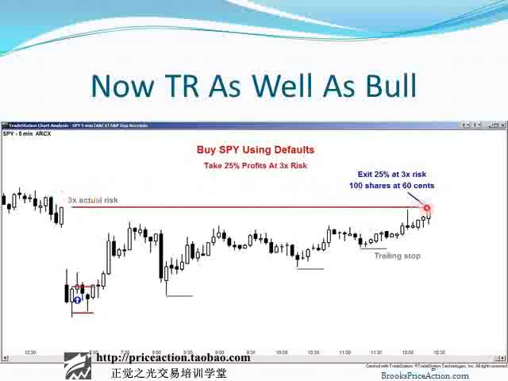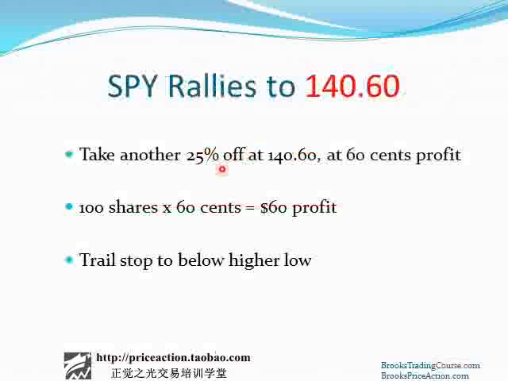so bulls can take off another 25% of their position, 100 shares, at 60 cents profit, and then trail stops below the most recent higher low. So you take another 25%, or 100 shares, off at 140.60 for 60 cents profit, which is $60. 60 cents times 100 shares, 6,000 pennies, that's $60 profit.